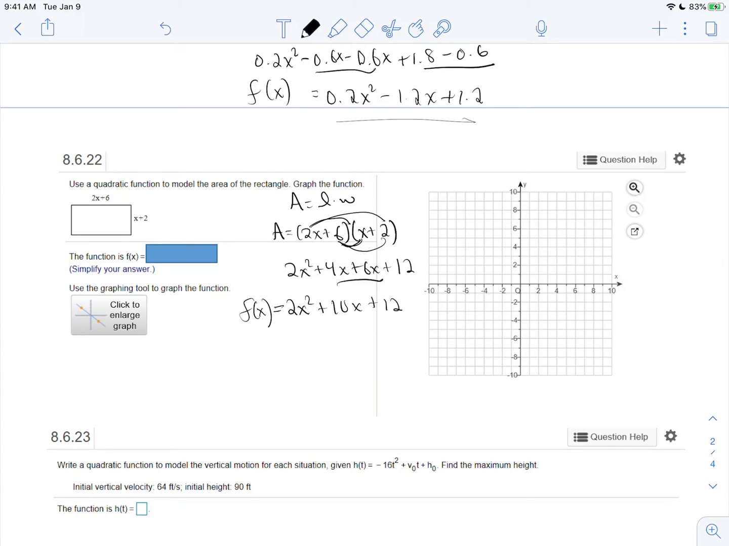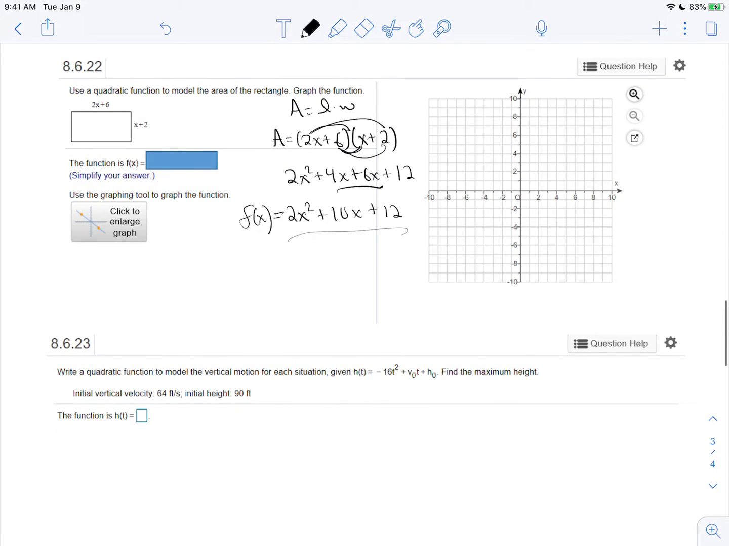Next, I'm supposed to graph it. Well, if I want to graph this, this isn't the best form to have this in. Best form to have it in is vertex form, or at least I need to identify what the vertex is, right? So to figure out the vertex, we're going to do x equals negative b over 2a, so negative 10 over 2 times 2, right? So that's negative 10 over 4, so negative 2.5. So the x value of our vertex is negative 2.5.